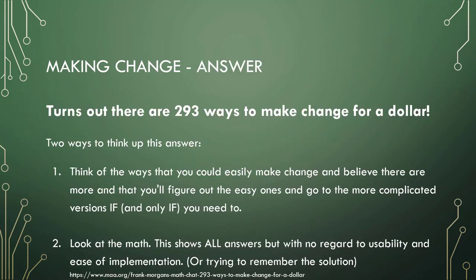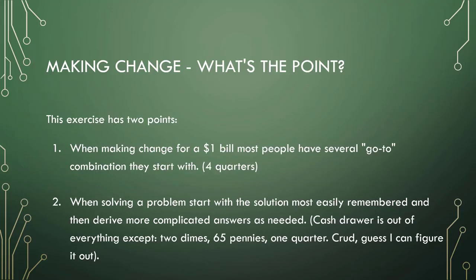Turns out there are 293 ways to make change for $1. You think of the ways that you can easily make change, like I said, maybe 4 quarters and things like that, or you can do the math. And in fact, I've listed a link here that will show you someone that's gone through and done the math for how many different ways to get that 293 ways to make change for $1. And you might ask, what's the point?